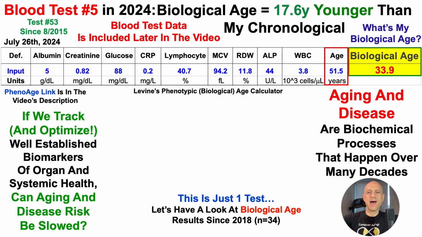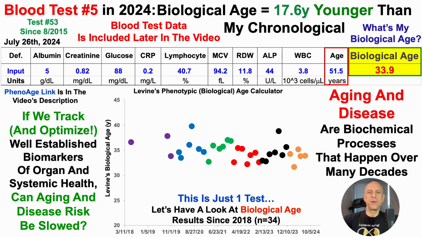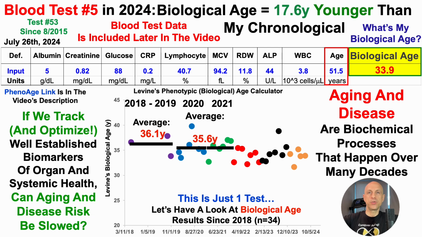So with that in mind, let's have a look at biological age results since 2018, as I have 34 tests over that 6+ year period, as shown here. Now, when I first started tracking in 2018 to 2019, over 3 tests, average biological age using Levine's PhenoAge was 36.1 years. But 3 tests over a 2-year span may not be representative of year-to-year changes, so I started testing more often. 6 times each in 2020 and 2021, so 12 tests over that 2-year period, with an average biological age using this test of 35.6 years.